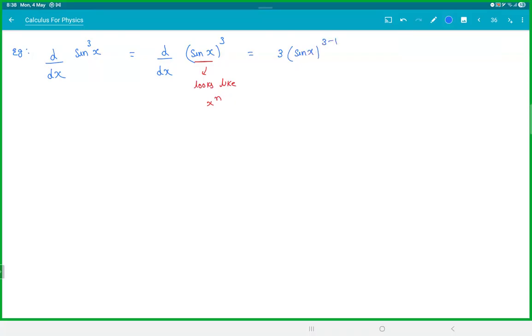If you remember, that was the formula: n into x power n minus 1. And then differentiate whatever is inside. That would be 3 sine square x. And what is sine x's differential? Cos x.